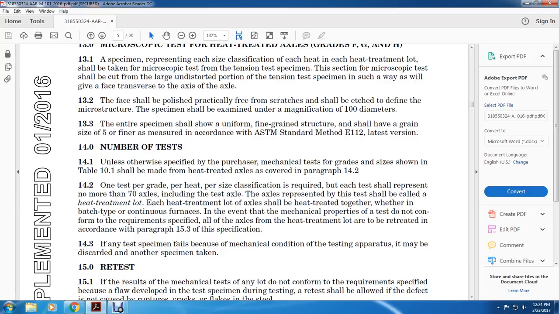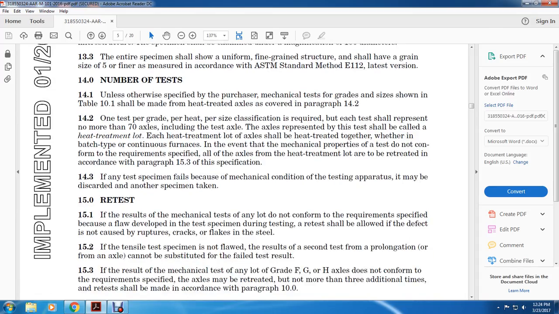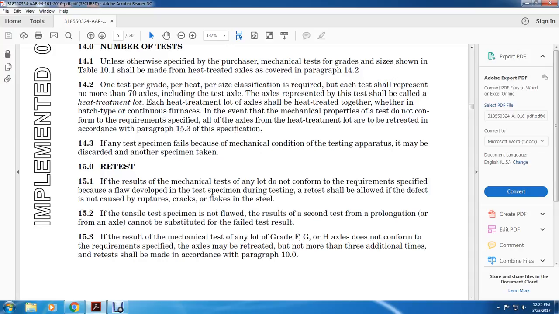Each heat treatment lot shall be heated and treated together within a batch type or continuous furnace. In the event the mechanical portion of the test does not conform with the requirements specified, all axles in the heat treatment lot shall be retreated in accordance with paragraph 15.3 of the specification. 14.3. If the test specimen fails to meet the mechanical condition of the testing apparatus, it must be discarded and another specimen taken.